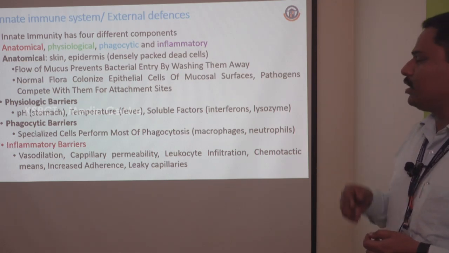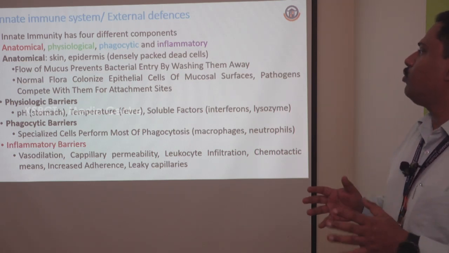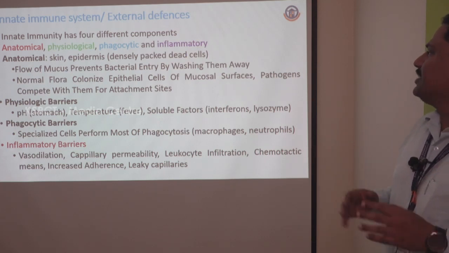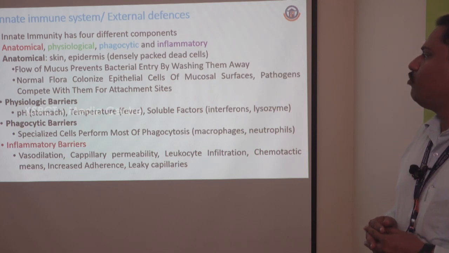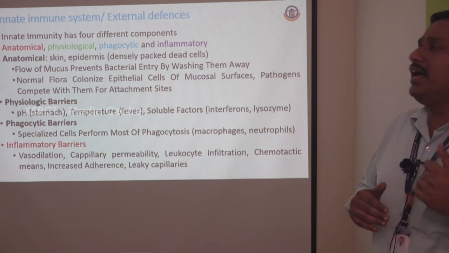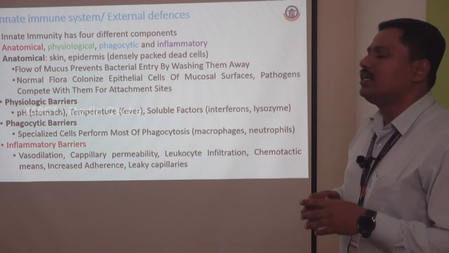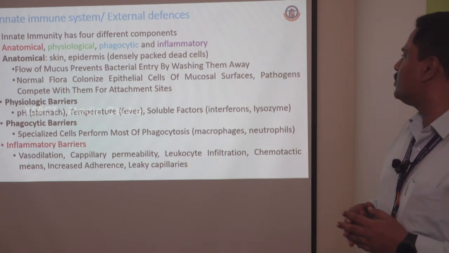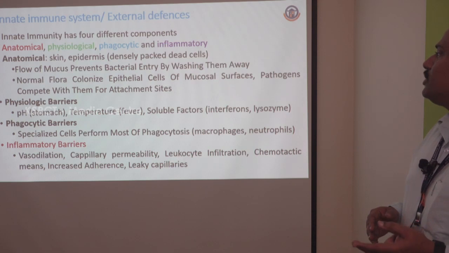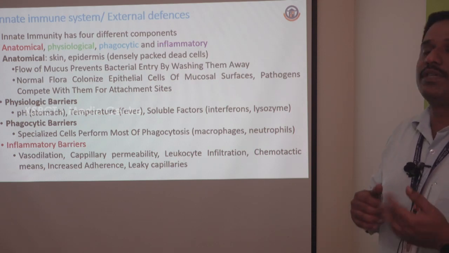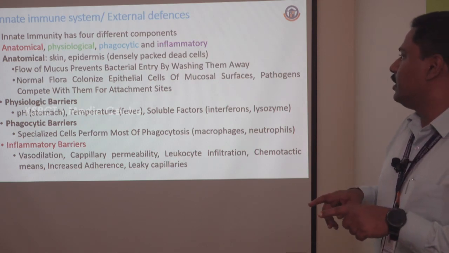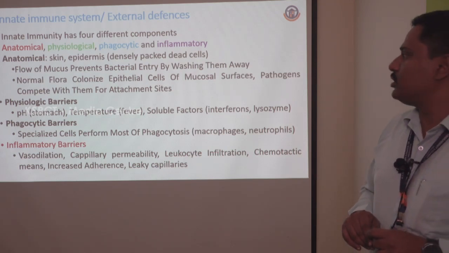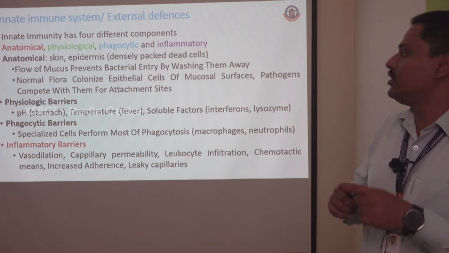The first one is anatomical. What is anatomical? Anatomically, an example is the skin. Skin is made up of epidermal layers densely packed with dead cells, followed by mucus that prevents the entry of foreign substances into the system. Normal flora colonize the epithelial cells of the mucosal surface, and pathogens compete with them for attachment sites. So there will be a tough battle between the normal flora and the pathogens, so that only the survivors will grow.